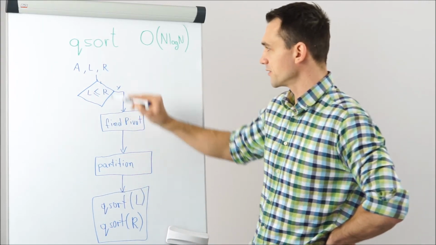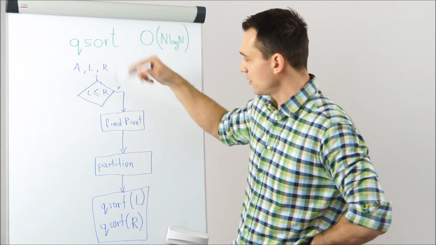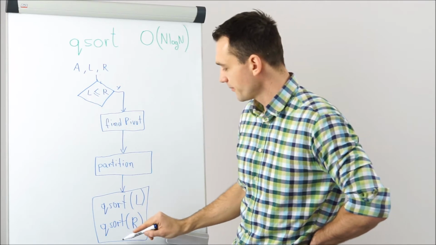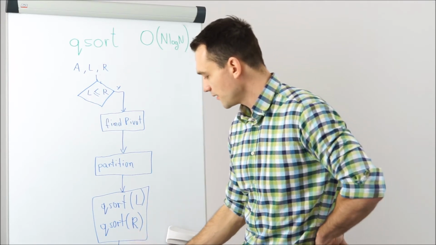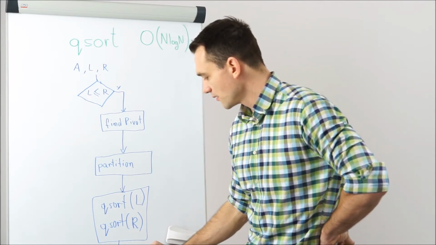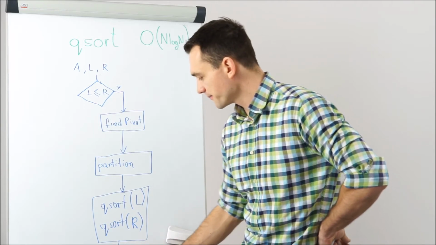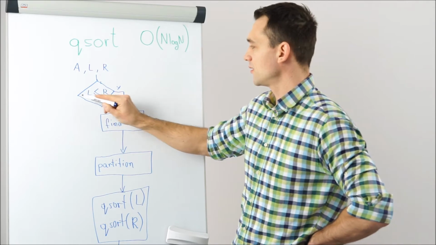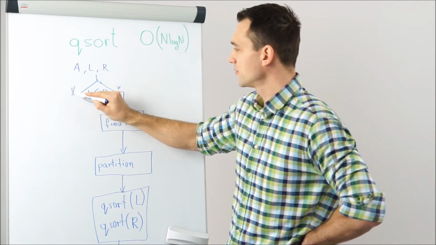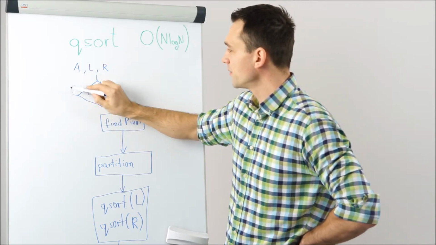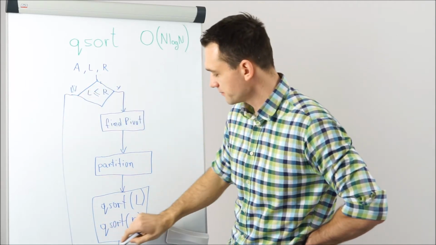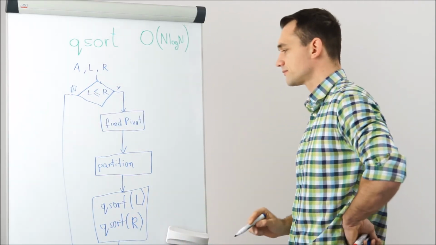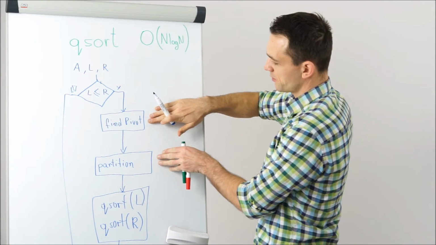So here's the recursion. We again call the same function. And then our algorithm ends. If this decision block is not true, we finish our recursion. Right? So here are the essential blocks.